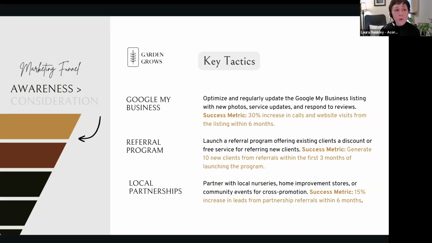A referral program, very much a garden center. We also know that people talk to people, right? And they trust people with that. So maybe they're going to implement a referral program that they're going to be able to track, right? How many clients. The success metric is to generate 10 new clients from referrals within the first 3 months. So we're going to have to actually put some things in place. We're going to have to create a program, we're going to have to promote the program, and we're going to have to track success.